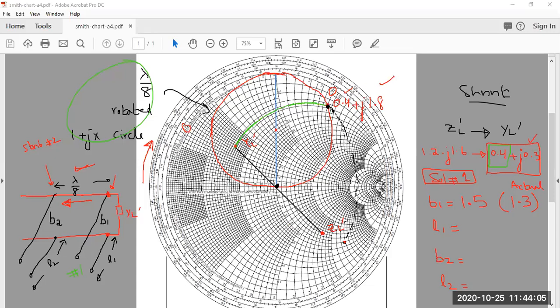Let me draw this line so that you can get the idea. If you measure this distance, we started from this point, and where I stopped, I stop at this point. So this distance is always equal to lambda by 8.